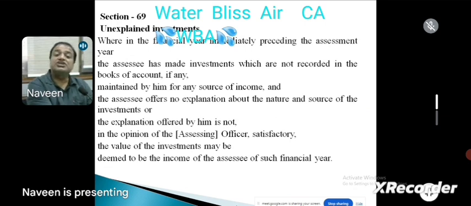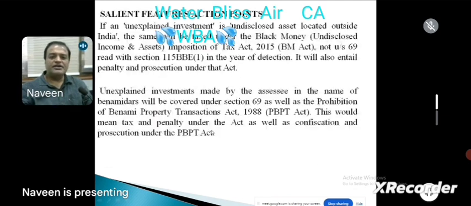So my dear friends, partly disclosed investments will not come here. That would come in 69B that we cover further. In 69, it is clear it's only unexplained investments, rather the investments which are not recorded in the books of account, if any. Unlike cash credit where books were a must, in these unexplained investments there may be or may not be books of accounts. And if they are not recorded, if you give the source, nature and source explanation, it will still be accepted. Now, we will try to see the salient features.